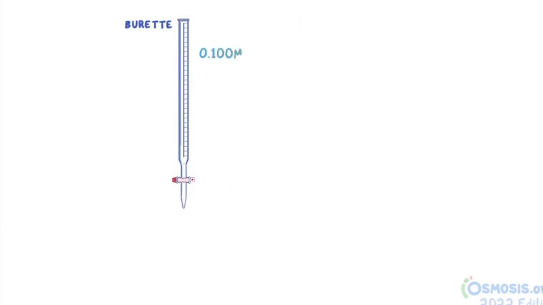To perform a titration, we need a piece of equipment called a burette. Into this burette, we add a 0.100 molar solution of aqueous sodium hydroxide. Since we know the concentration of our sodium hydroxide solution, we call it our known solution. The known solution is also called the titrant. Since we don't know the concentration of our HCl solution, we call it our unknown solution. To do a titration, we're going to add the known solution to the unknown.